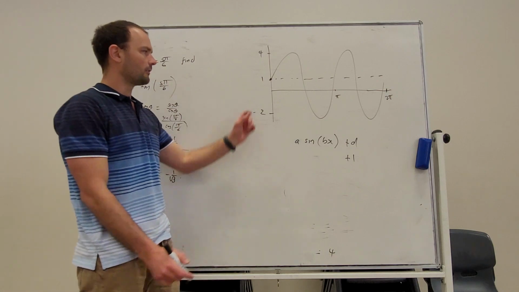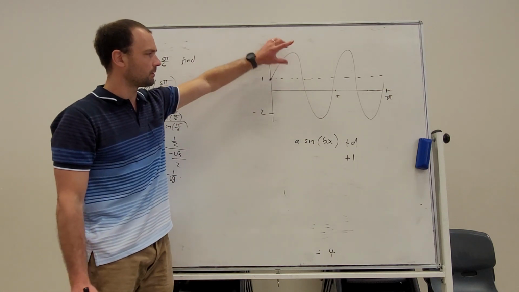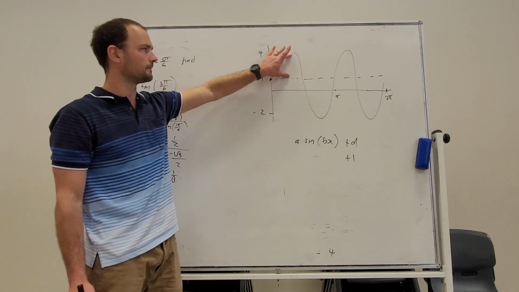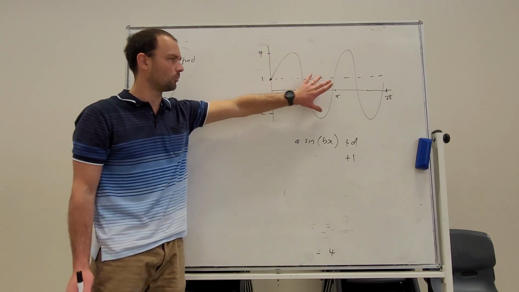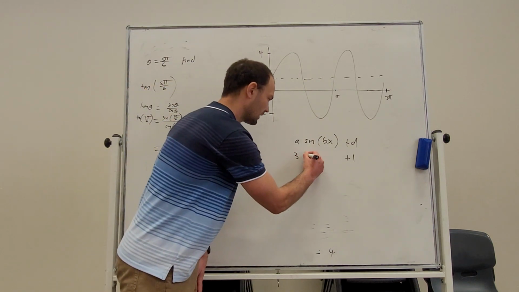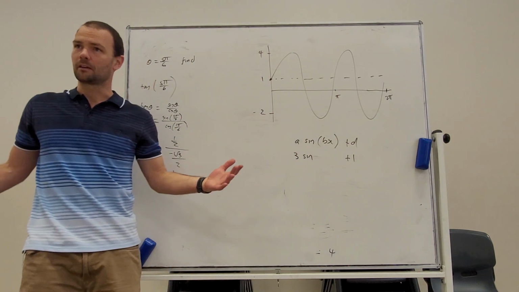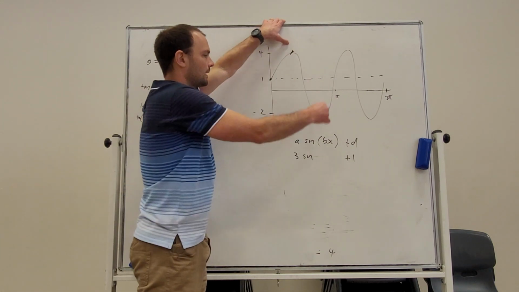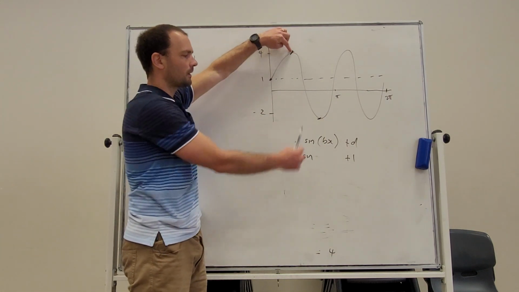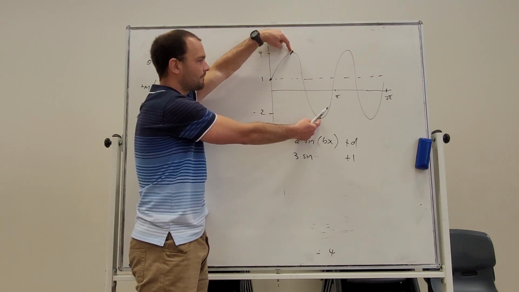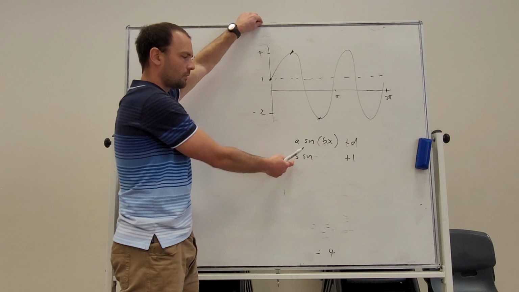The value of A is the distance from the principal axis to a peak or to a trough. So we can see from 1 to 4, that's 3 units. And from 1 to minus 2, that's 3 units. So you can think of the amplitude like that. The other way you can think of it is the amplitude is half the distance from a peak to a trough. So if we go from 4 to minus 2, that has a distance of 6. Half of 6 is 3.